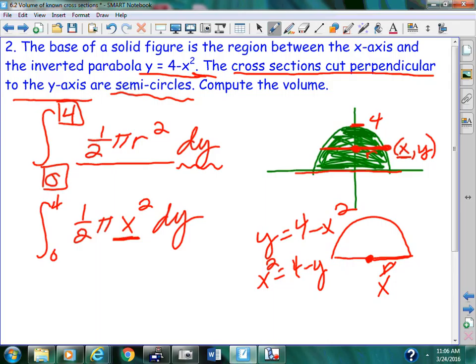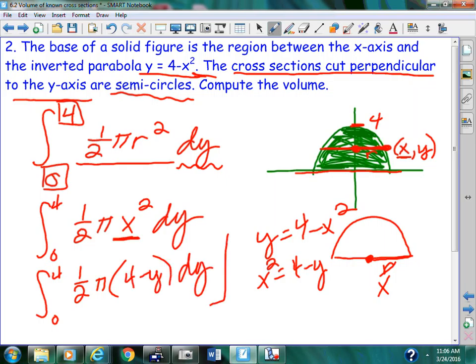Okay? So that means right here, update again, we got from 0 to 4 of 1/2 pi, and then instead of x squared, we're going to put in 4 minus y and then dy. That is your complete setup. You can then put that in the calculator and it will spit out your final answer for you. Okay?